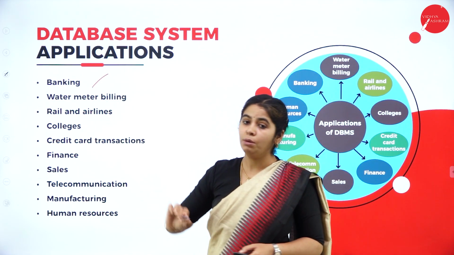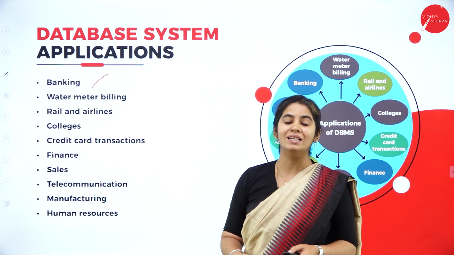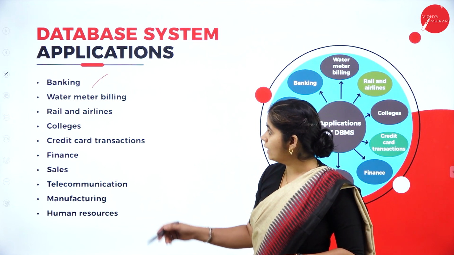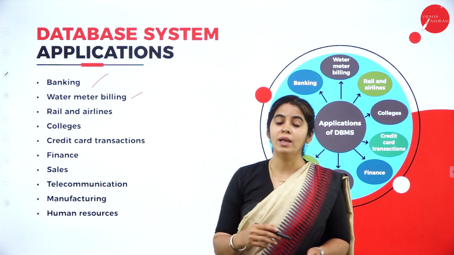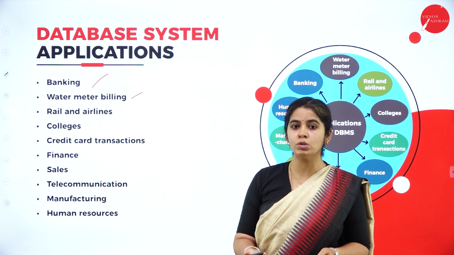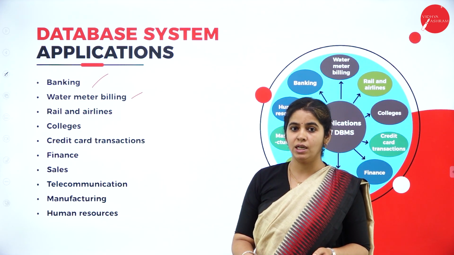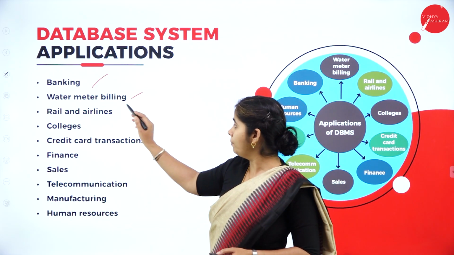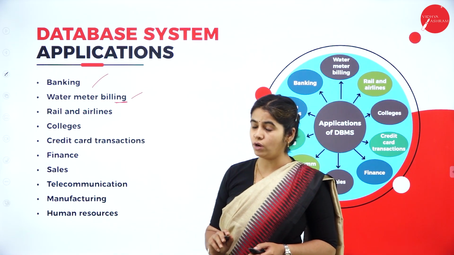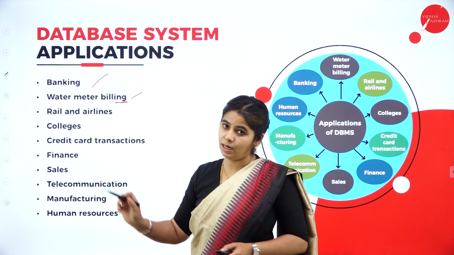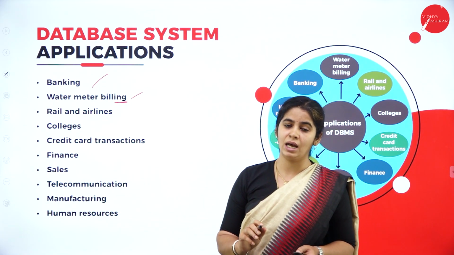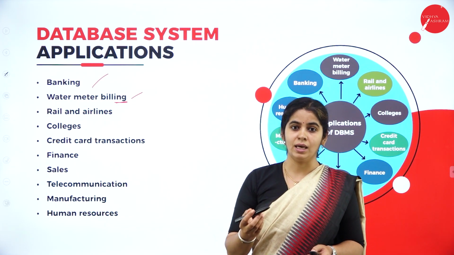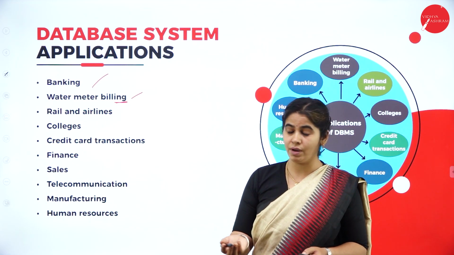Banking, right? In banking, what data are we storing? We are storing the customer detail, transaction detail. All the data is stored in the banking application. Water meter billing: how many consumers are using the water on a particular day or in a particular month, how many units of water have been used, all that is done in the database of the water billing system. And rails and airlines: obviously you have come across rails and airlines. Airlines will be storing their customer data. IRCTC is the best example for railway data.